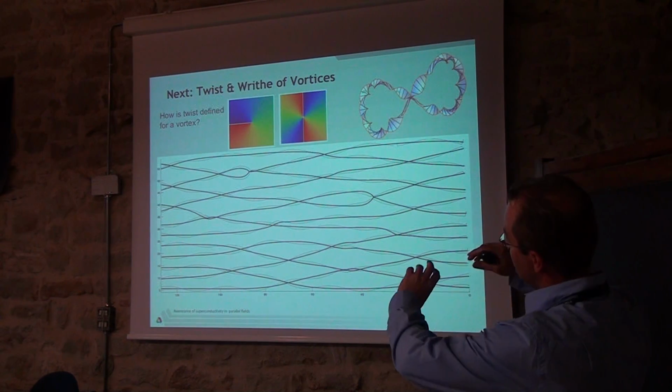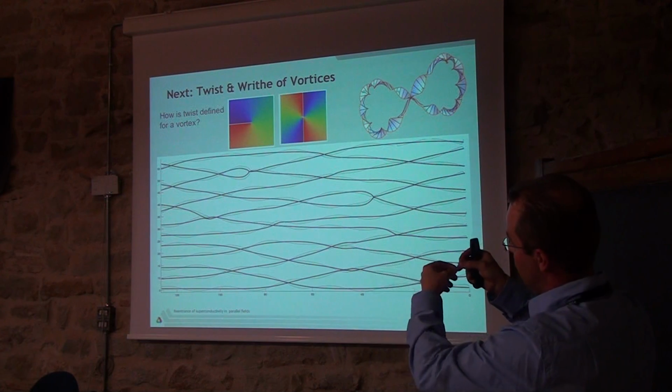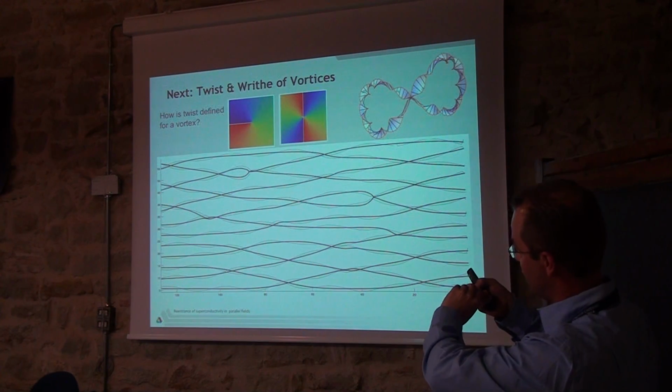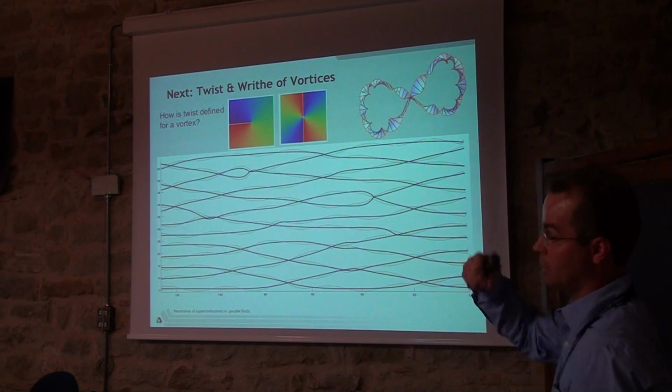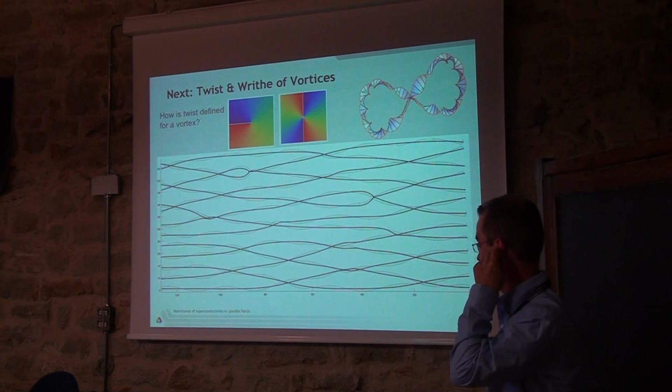And then you see when you apply this parallel field, then vortices twist, and at some point, the twist becomes big enough that they start to break, and then you will form these helical or periodic states.